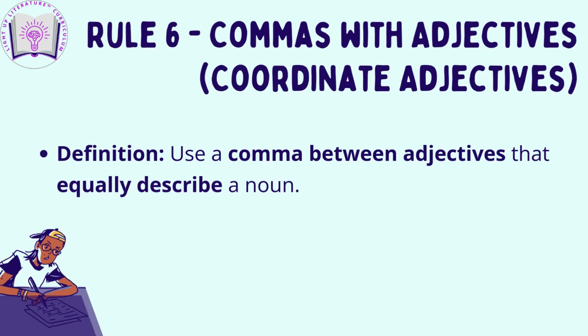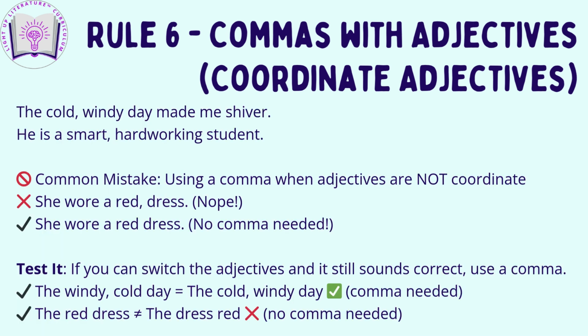All right, rule 6, commas with adjectives or coordinate adjectives. So this is when you're using two different adjectives to describe the exact same word. We're going to throw a comma there. And a quick way to know if you need the comma is if you replace the comma with the word and. If you can read it like that and it makes sense, you're good to go. All right. The cold and windy day made me shiver. That's good to go.